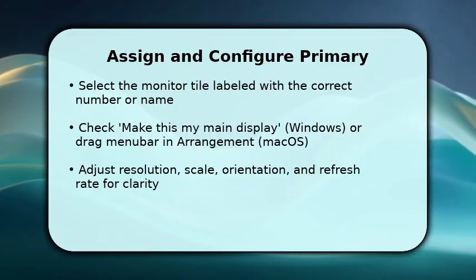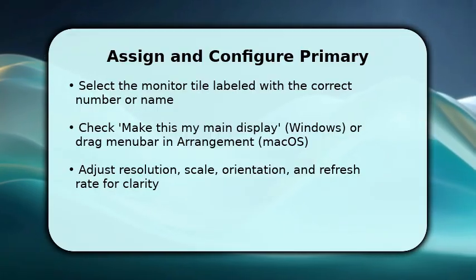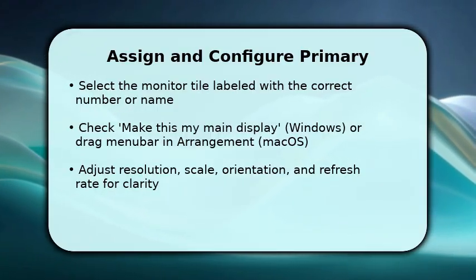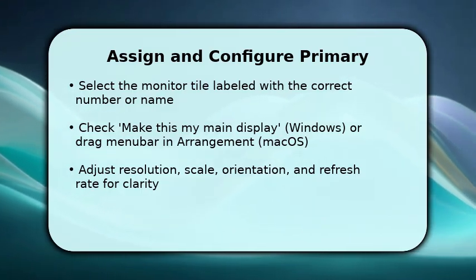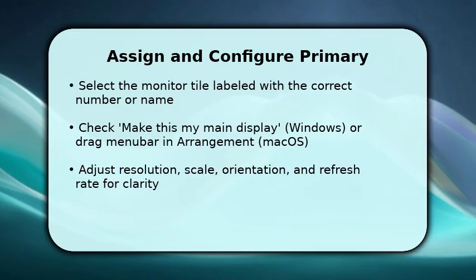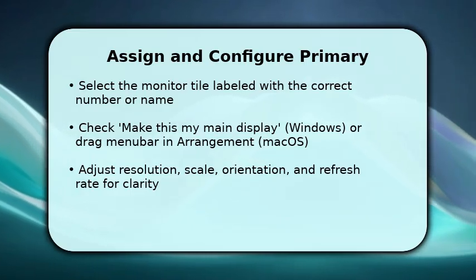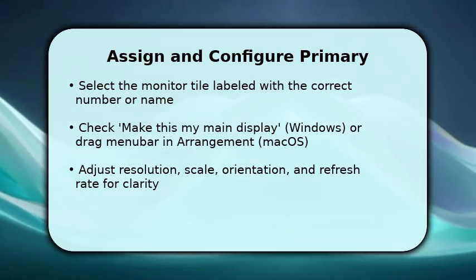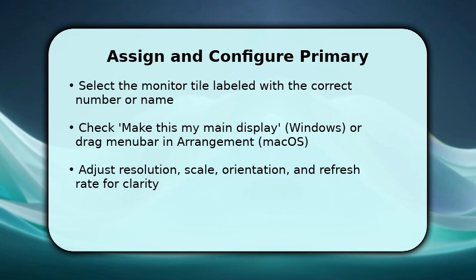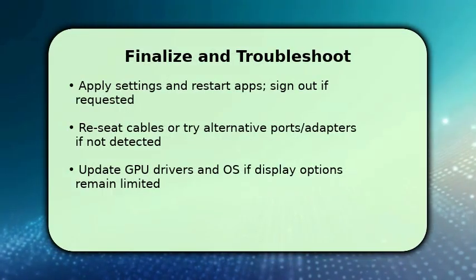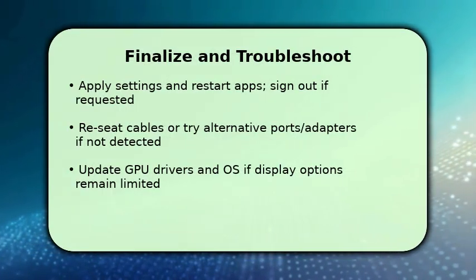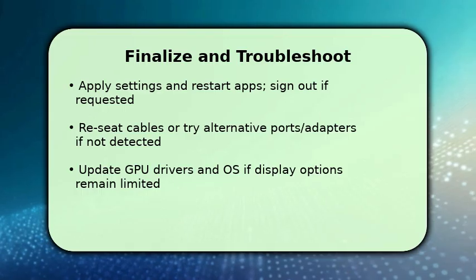Once assigned, configure resolution and scaling so text and UI appear at the right size. Also set the refresh rate if available for smoother motion. Make sure orientation and multiple display layout match your physical setup, because logical placement affects window snapping and cursor travel. Finalize by applying settings and restarting any apps that remember positions. Signing out or rebooting sometimes completes the change.